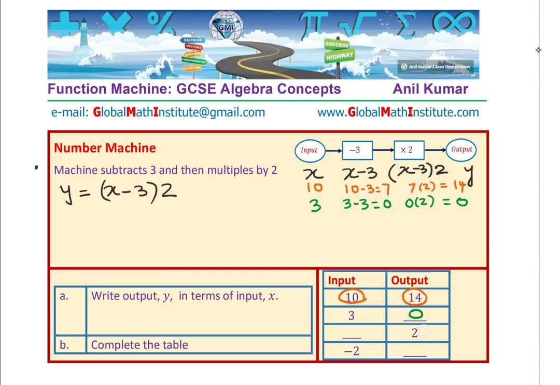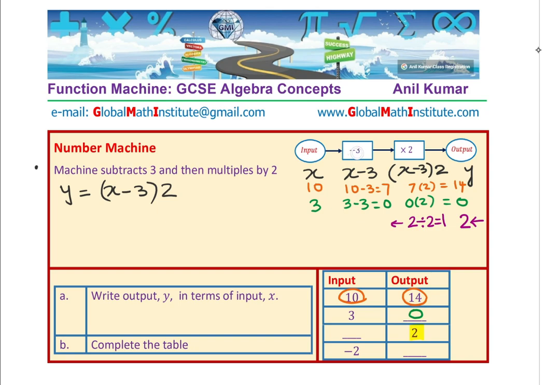Now we are given that the output is 2. We need to figure out the input. So this is the reverse operation. So we'll begin with 2 here. Now if I'm going in the reverse direction, all the operations will be reversed. So instead of multiplying by 2, what are we going to do? We are going to divide by 2. So 2 will be divided by 2, and that will give us 1. So we're coming back in this direction.